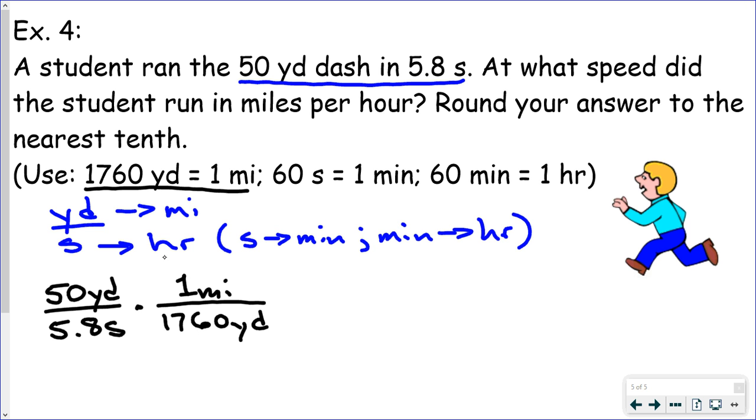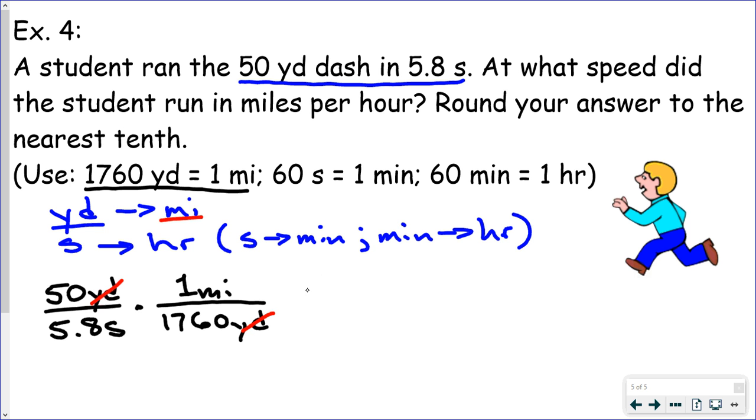Again, what this method helps you determine is whether you have to multiply or divide by the conversion factor. So if I use the units to guide me, it will answer that question for me. So that canceled out the yards. And so if you look at the units I have right now, I have miles per second. All right, so I got my miles. We got that. That's good.